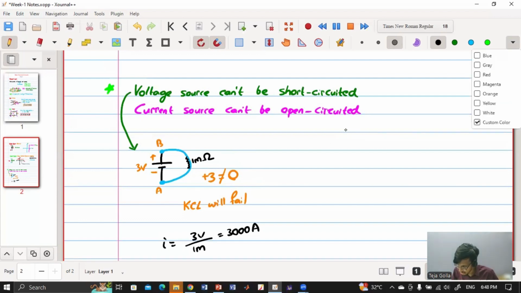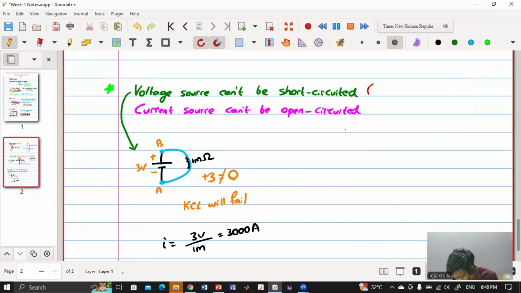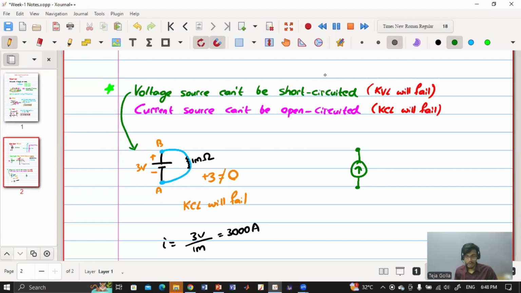Now, a current source cannot be open circuited. Let me first write this here. KVL will fail if a voltage source is short circuited. Here KCL will fail. Why? Say I have a current source and it is open circuited, meaning it is not connected to anything. Closed means you are shorting the two terminals. Open means the two terminals are not connected to anything. So this is short circuit.